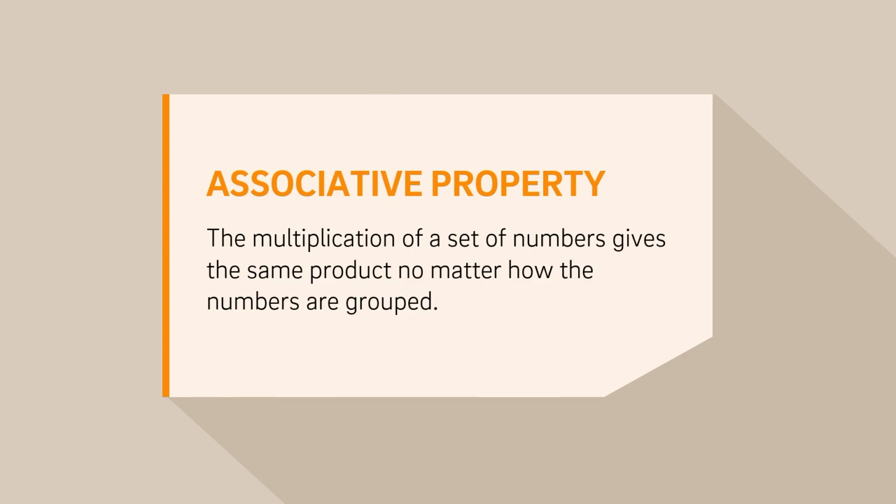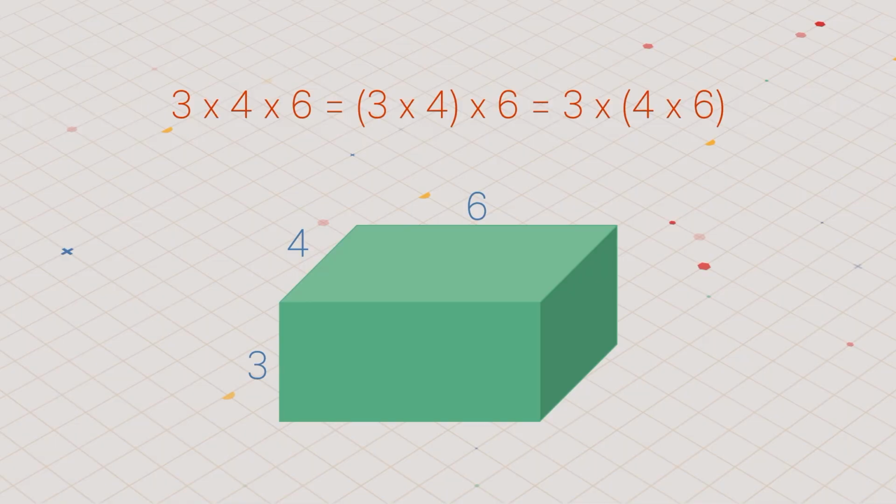The associative property also applies to multiplication only. Numbers can be grouped differently when multiplying without affecting the product. We can make sense of this property using a three-dimensional rectangular prism. We calculate the volume of this prism by multiplying 3 by 4 by 6. The final product is the same regardless of whether you multiply 3 by 4 and then 6, or 3 multiplied by 4 times 6.